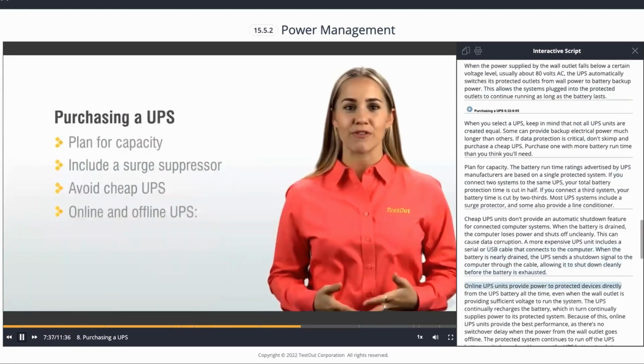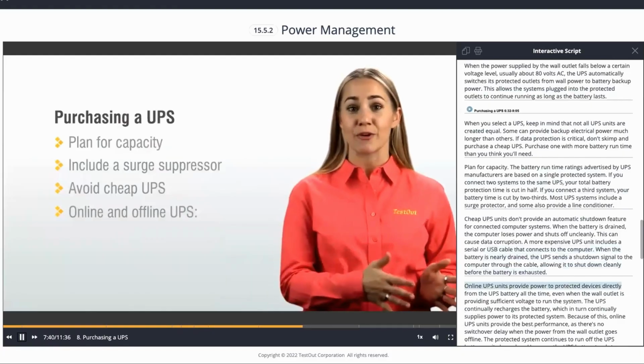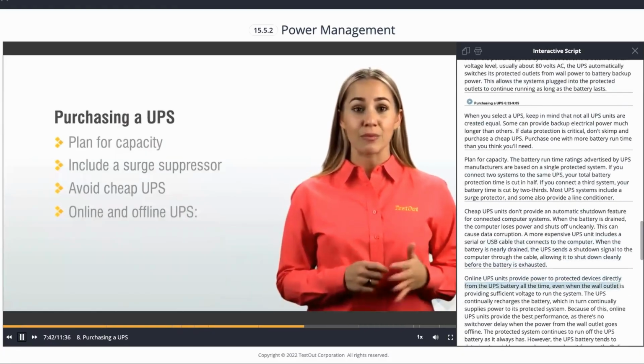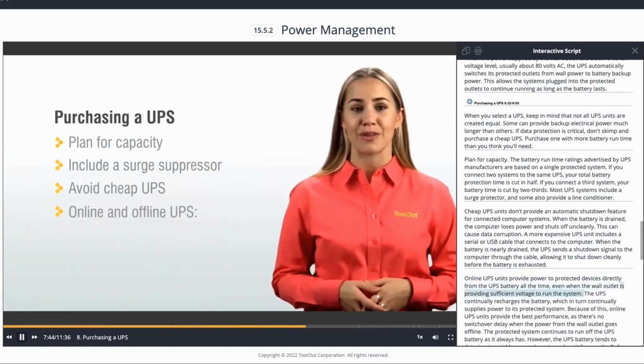Online UPS units provide power to protected devices directly from the UPS battery all the time, even when the wall outlet is providing sufficient voltage to run the system.